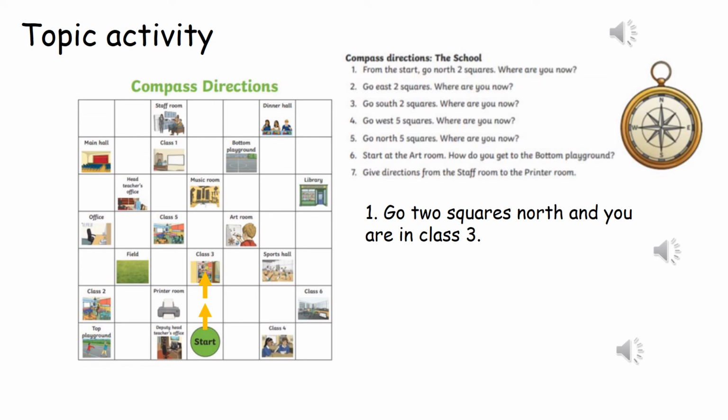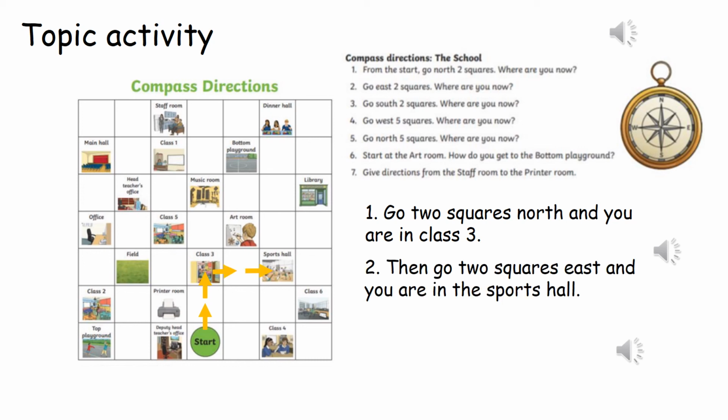Okay, so we're going east 2 squares. Have a look. Where would we be if we went east 2 squares from classroom 3? Okay, so hopefully you've worked out that going east 2 squares from class 3 takes us to the sports hall. And I've written that down as then go 2 squares east and you're in the sports hall. So well done if you worked that one out.